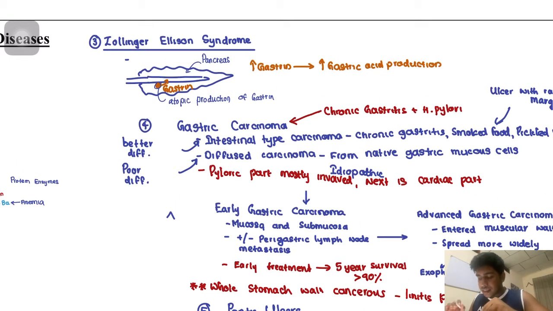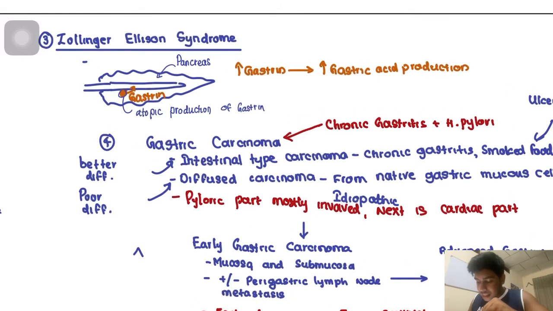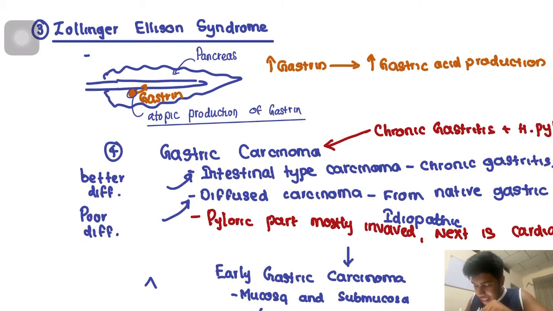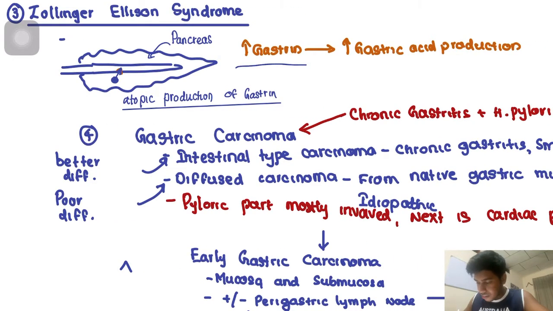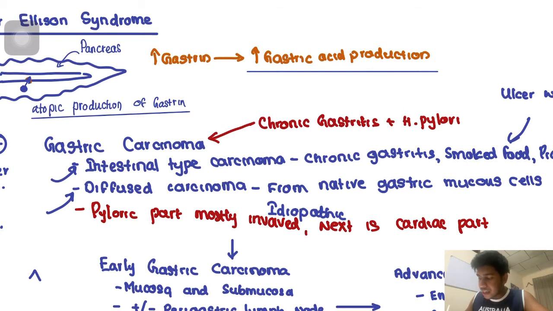Next, Zollinger-Ellison syndrome. So what's that? There is an ectopic production of gastrin in the pancreas. So what is ectopic production? It's not supposed to be there. It's similar to ectopic pregnancy. Usually the zygote must go and embed in the uterus, but it can go and embed somewhere else like the fallopian tube. That's called ectopic pregnancy. Similarly, gastrin is supposed to be produced by the duodenum, but now it is being produced by the pancreas. So two locations are producing gastrin. So in Zollinger-Ellison syndrome, you get an excess in gastrin production. That leads to an increase in gastric acid production.